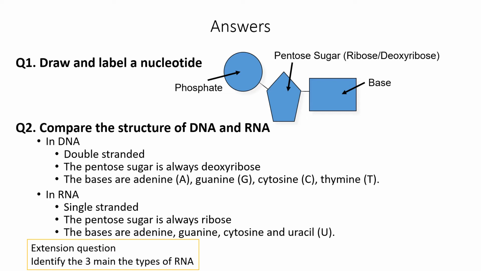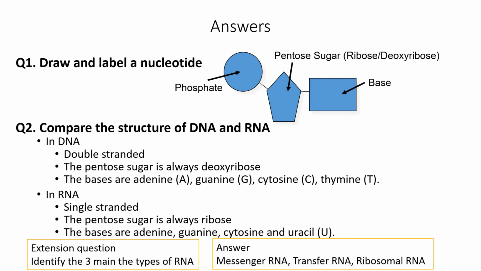And the last extension question was, can you name three types of RNA? The three main types you need to know are messenger RNA, transfer RNA, and ribosomal RNA.